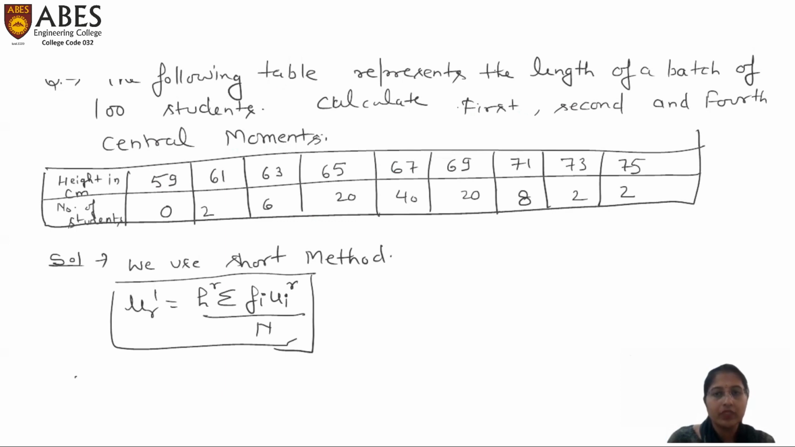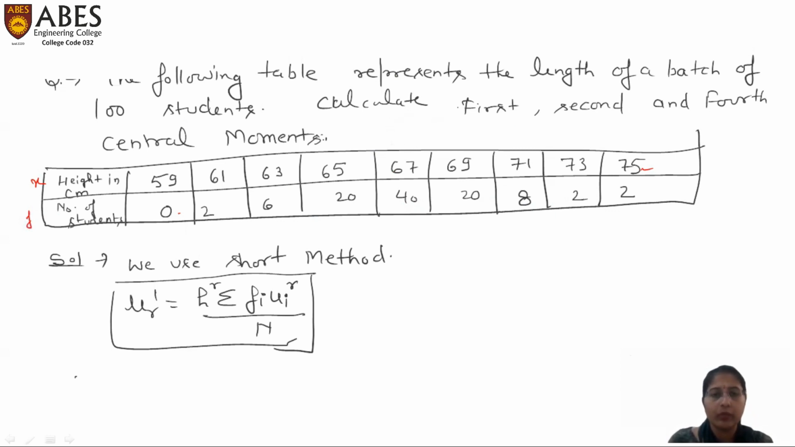The following table represents the length of a batch of 100 students. Heights in centimeters are given: 51, 59, 61, 63, 65, 67, 69, 71, 73 and 75. This is the value of x, and the number of students of these heights are 0, 2, 6, 20, 40, 28, 2, 2. These are the frequencies. We have to calculate the first, second and fourth central moments.